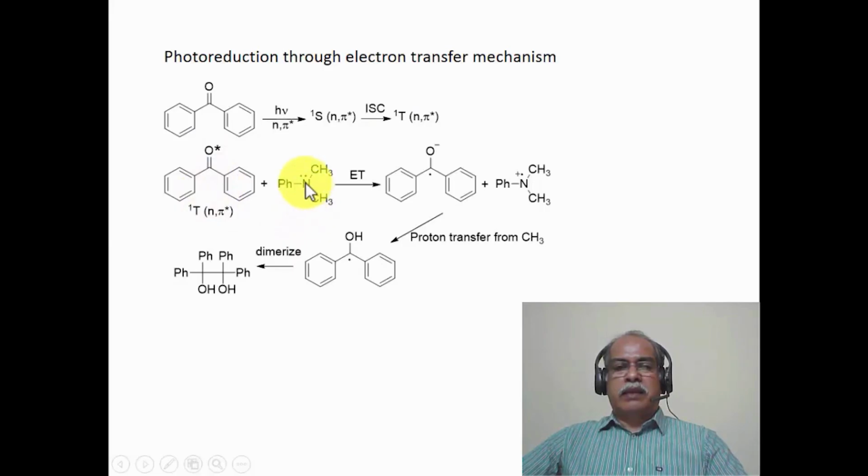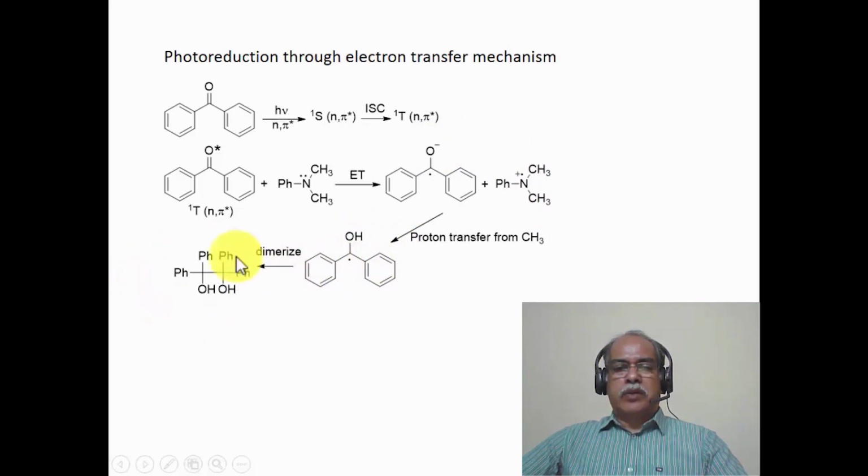So it oxidizes the tertiary amine to the corresponding cation radical, and in the process it gets reduced to the corresponding anion radical. So this benzophenone anion radical is what is produced. The benzophenone anion radical abstracts hydrogen: a proton is transferred from the methyl group of the tertiary amine to the O minus here, producing the benzhydryl radical. In the formation of the benzhydryl radical is triggered.